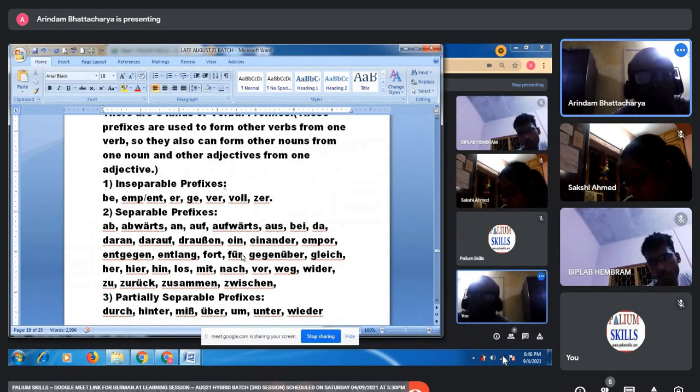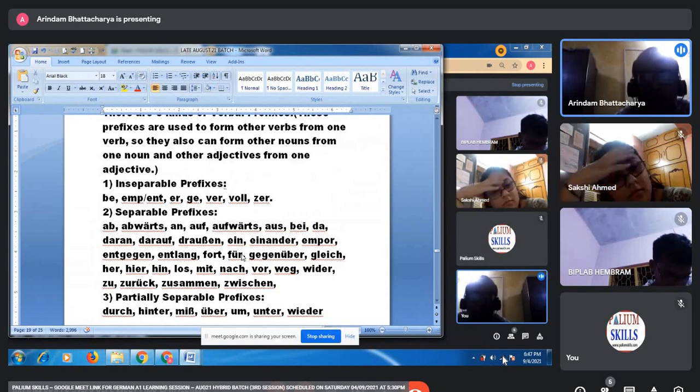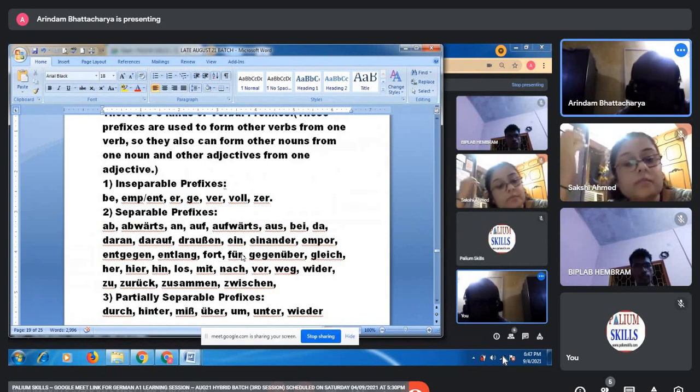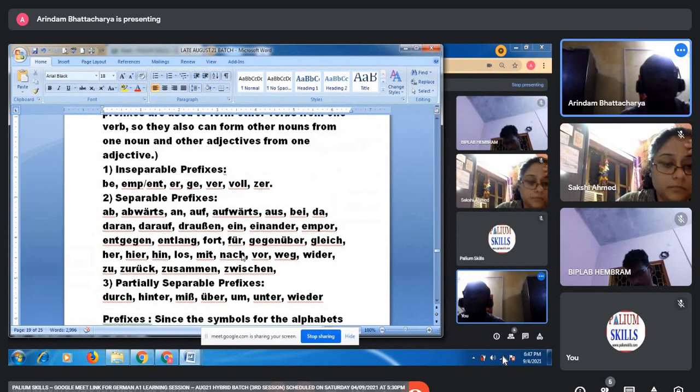Separable prefixes are ab, abwärts, an, auf, aufwärts, aus, bei, da, dar, darauf, draußen, ein, einander, empor, entgegen, entlang, fort, für, gegenüber, gleich, hin, her, hier, los, mit, nach, vor, weg, wieder, zu, zurück, zusammen, zwischen. Partially separable prefixes: durch, hinter, miss, über, unter, wieder.